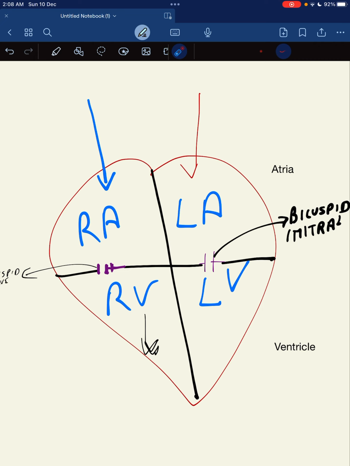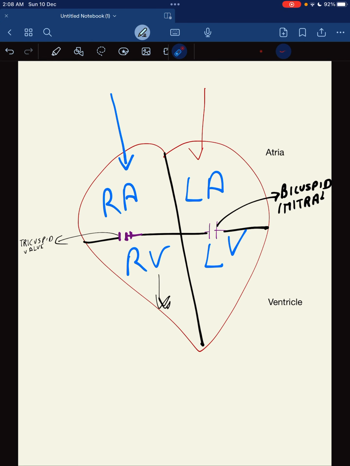The blood flow into the left ventricle will eject the blood. You can say that I have drawn two different colors. That's right, because the right side of the heart deals with blood with less oxygen, and the left side of the heart deals with blood with more oxygen.